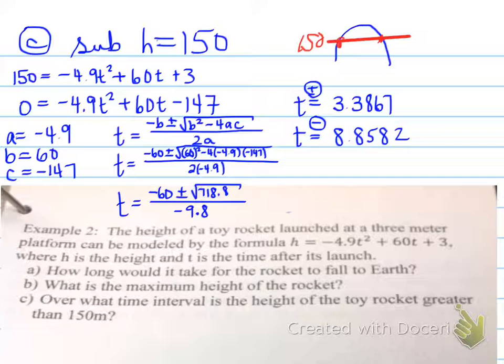Now be careful. This says over what time interval. So I could just write the time. The rocket is above 150 meters from 3.3867 seconds to 8.8582 seconds. I might change this question and say, how long is the rocket above 150 meters? And for that, we would subtract these values to find how long it is above that 150 meter mark. All right, next.